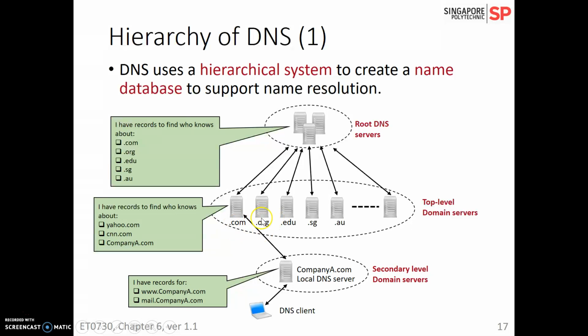The .org will also contain the records for the secondary levels for all of the DNS servers that end with .org and so on. Then in the third level, you contain, for example, companyaa.com. The companyaa.com DNS server will contain all the records for the servers inside companyaa.com. For example, www.companyaa.com, mail.companyaa.com, and so on.